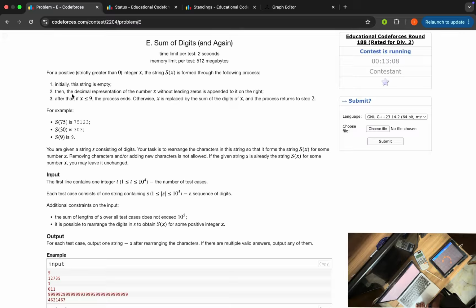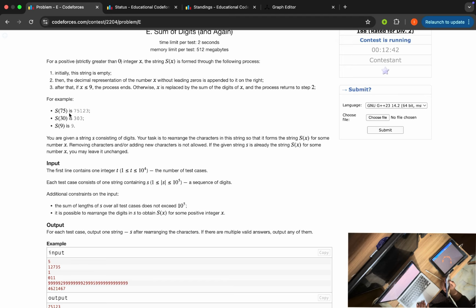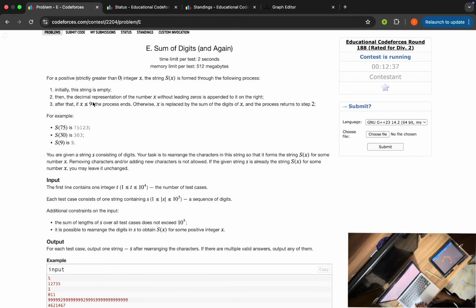Initially the string is empty, then the decimal representation of the number x without leading 0 is appended to the right. Something is 7 1 7 5 7 plus 5 plus 1 plus 2 plus 3 is 18, actually, not... For example, as 75 is 7 5 1. I don't get it. The decimal representation of x is appended to the right of it.